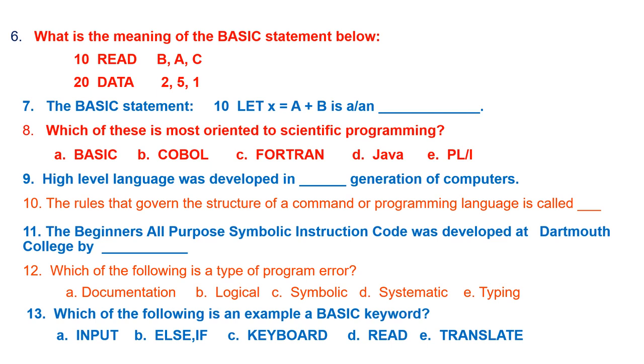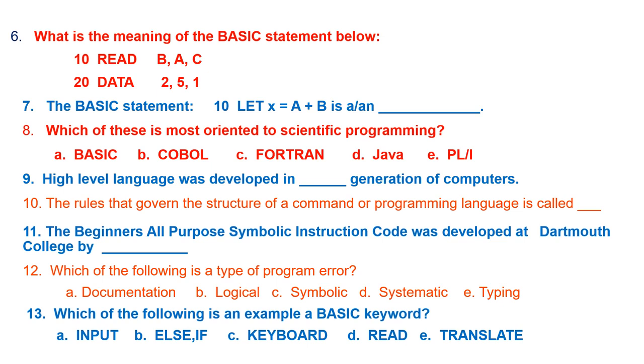Number 11, Beginners All-purpose Symbolic Instruction Code was developed at Dartmouth College by dash. BASIC, like we all know, is an acronym for Beginners All-purpose Symbolic Instruction Code. From history, it was developed at Dartmouth College by the mathematicians John G. Kemeny and Thomas E. Kurtz.